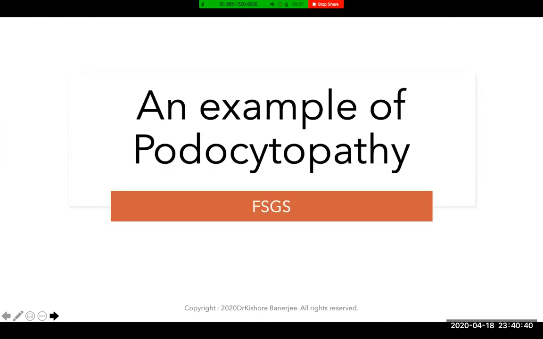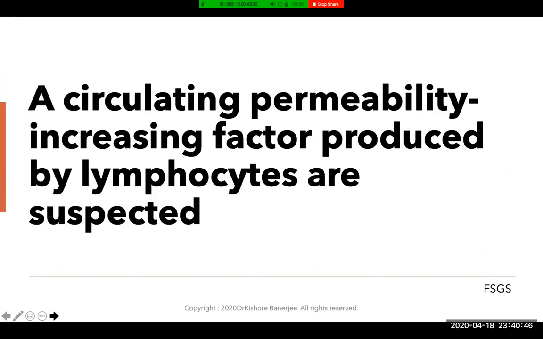Basically, the disease process is a podocytopathy, initiated by damage to the podocytes in the glomerular filtration barrier. A circulating permeability-increasing factor produced by lymphocytes is suspected, which results in damage to the podocytes. Why has this been thought? It has been seen that even after kidney transplantation, the disease rapidly recurs. So the idea is that something is there in your blood, some permeability-increasing factor produced due to some immunogenic reasons, which is damaging to the podocytes.